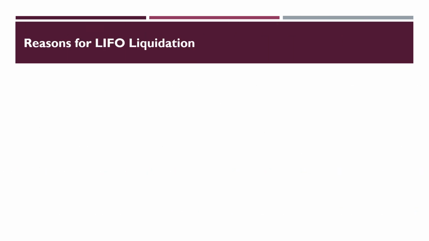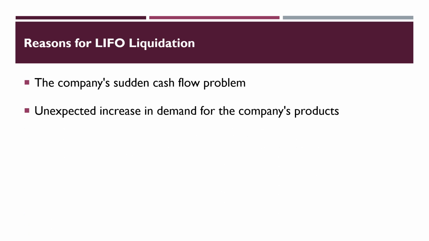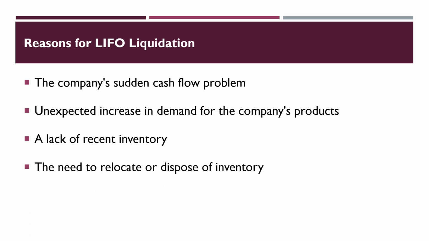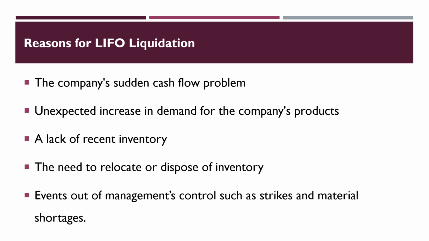LIFO liquidation occurs for a variety of reasons, including the company's sudden cash flow problem, unexpected increase in demand for the company's product, a lack of recent inventory, the need to relocate or dispose of inventory. Most of the time, it is when there is a shortage of space for new or more goods that correspond to customer wants and needs, so they need to relocate it. Sometimes it may be due to events out of management control, such as strikes and material shortages.